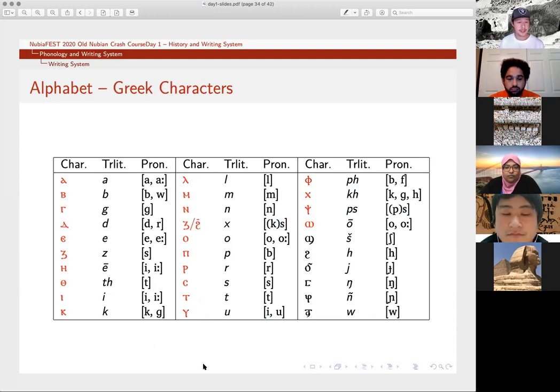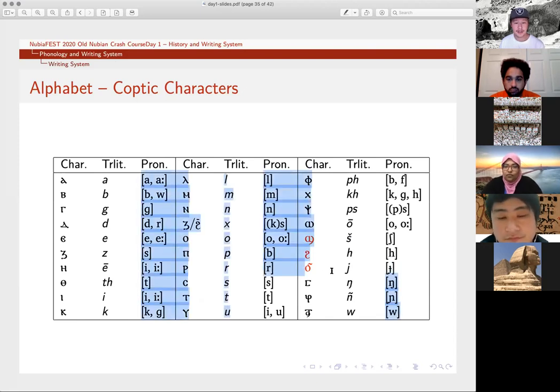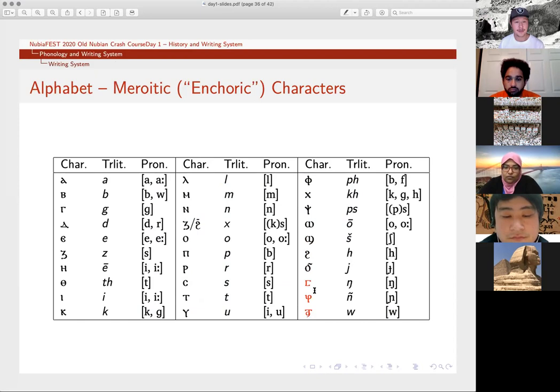And so when we look here, we see that, of this alphabet, the largest amount derives from Greek, plus the addition of a number of characters from Coptic. In particular, the Gima is written quite differently than it is in Coptic in terms of its ductus. And then we have three characters that are traditionally called anchoric. These are characters that derive from the Meroitic alpha syllabary.